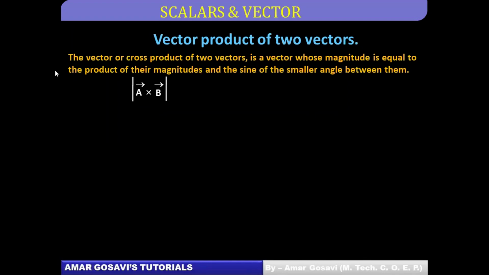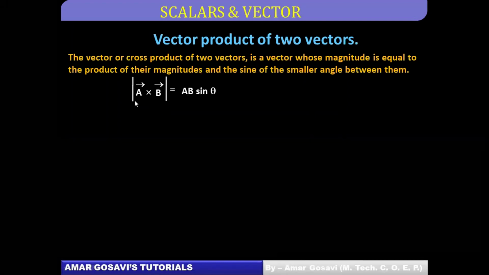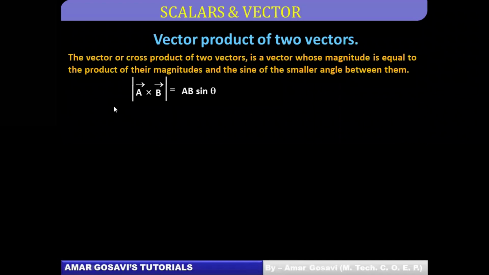And according to the definition, the magnitude of a bar cross b bar would be equal to the magnitude of a multiplied by the magnitude of b multiplied by the sine of the angle between the two vectors, unlike the cosine of the angle for the scalar product, if you all remember. All right, this is how you define vector product.